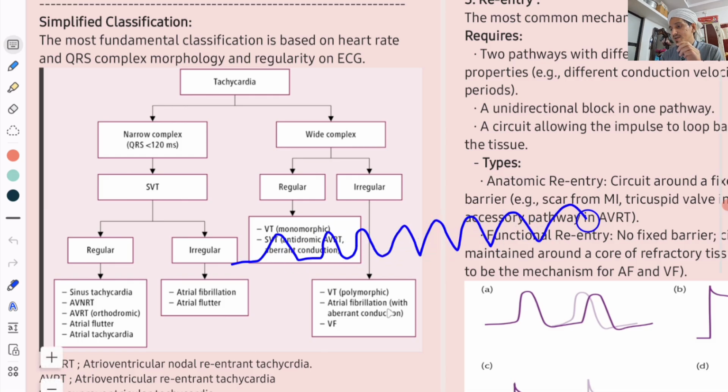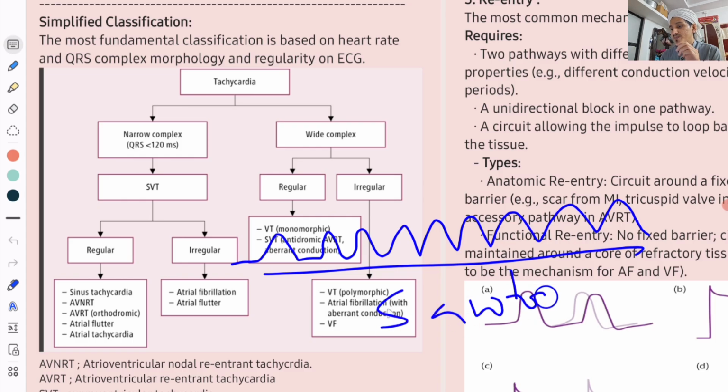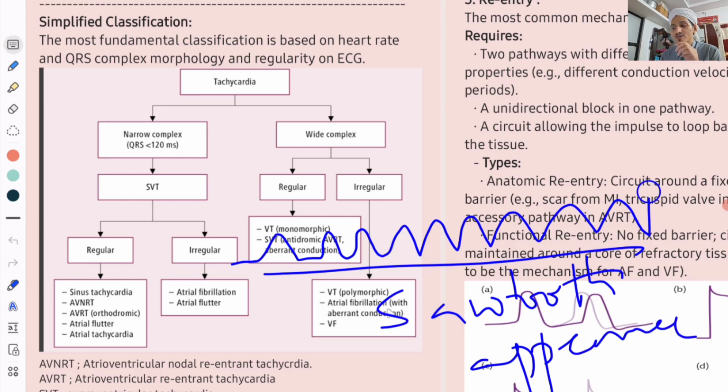This is nothing but the sawtooth pattern of appearance. This is nothing but atrial flutter. So at some point one QRS complex will be there, because you are increasing the resistance of the AV node by giving adenosine. Okay, this is atrial flutter.